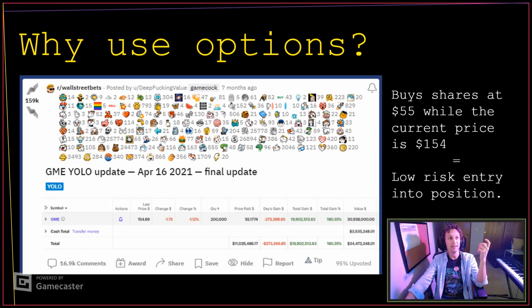Next slide. Let's take a look at Deep Fucking Value. What are we looking at? His last YOLO update. Look at this. He buys shares at $55 while the current price is $154. That is exactly what you want to do, if you can, is know when the stock is undervalued and then use a leverage instrument like a call to really increase your gains. Being able to buy shares at $55 when the price is $150 is incredible. That's a much safer entry into a long position than buying at market, obviously.